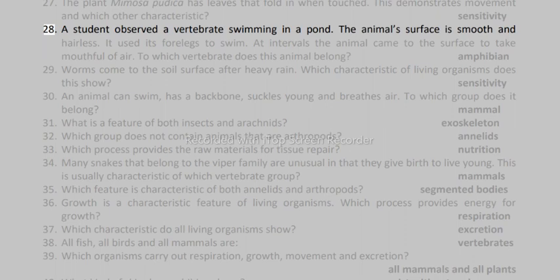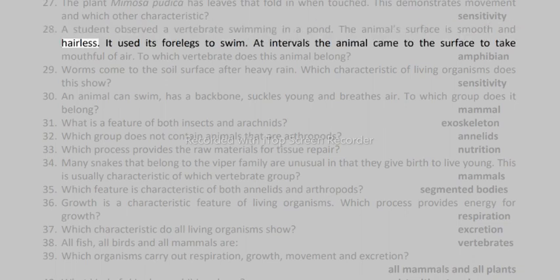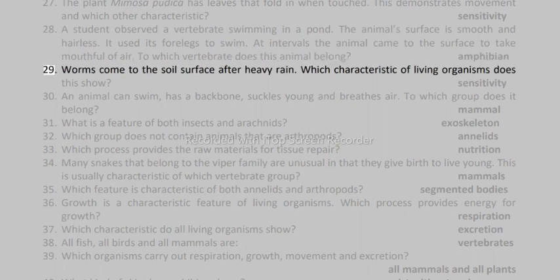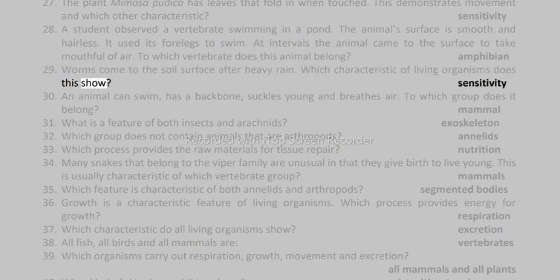Sensitivity. 28. A student observed a vertebrate swimming in a pond. The animal's surface is smooth and hairless. It used its forelegs to swim. At intervals the animal came to the surface to take mouthfuls of air. To which vertebrate group does this animal belong? Amphibian. 29. Worms come to the soil surface after heavy rain. Which characteristic of living organisms does this show? Sensitivity.